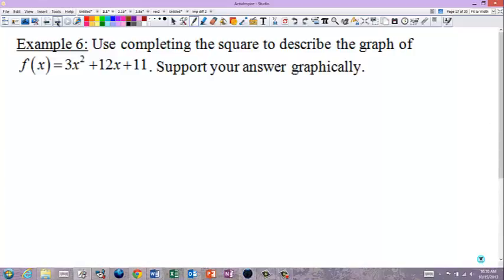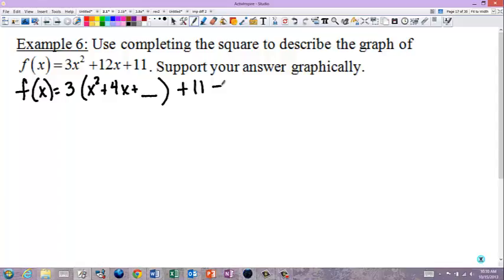Let's do that again. Where's my question? There it is. Use completing the square to describe the graph. Support your answer graphically. We're going to do the same thing. We're going to factor out the 3. X squared plus 4x plus a blank. Whoops, that's a 1, not a blank. Plus 11 minus a blank.